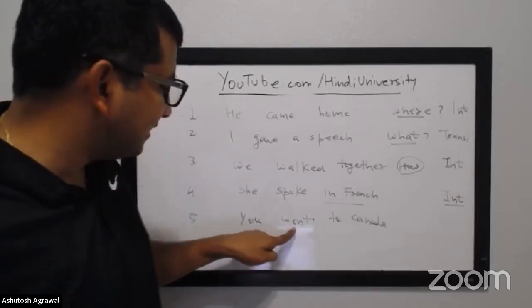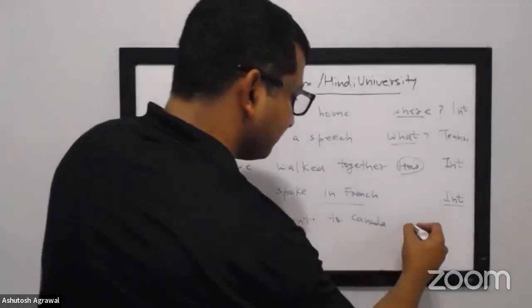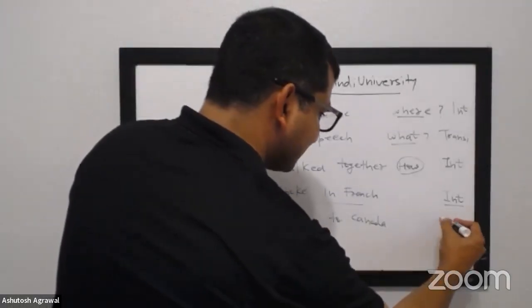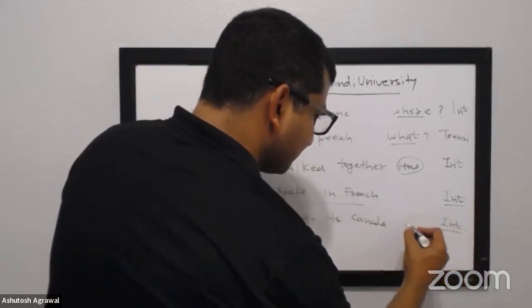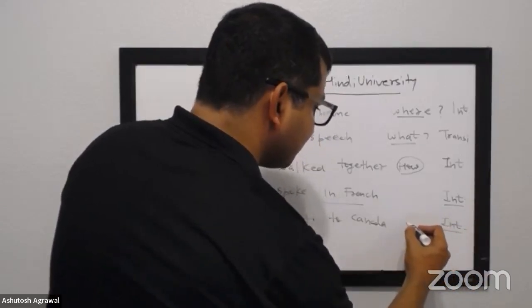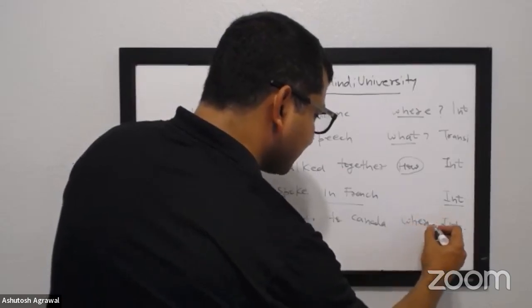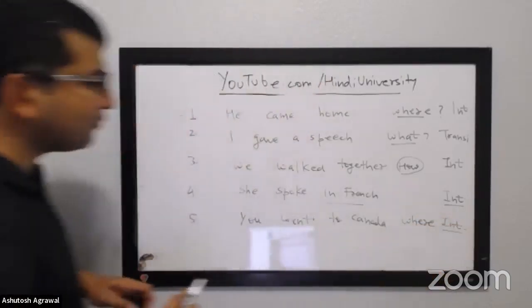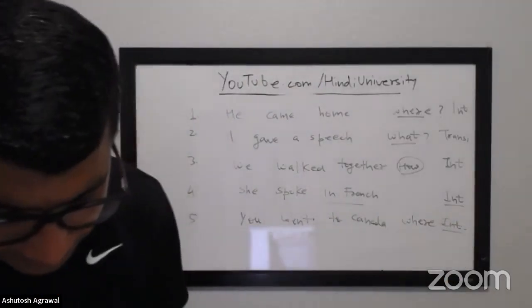Meeta ji, sorry. You went to Canada. That would be intransitive because there is no who or what. Very good. And it is also giving you the answer where. Yes. Right? So far so good. I feel at least like everyone is coming together here. Okay.